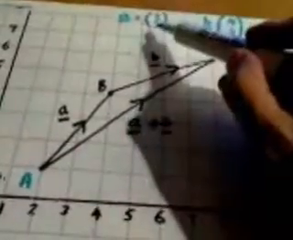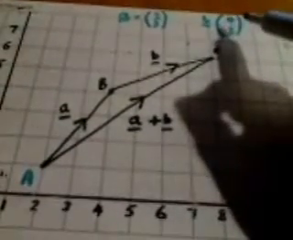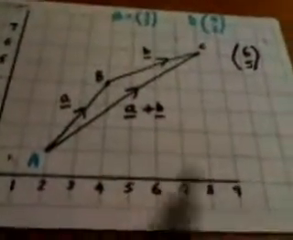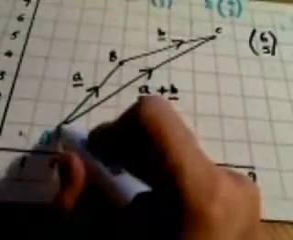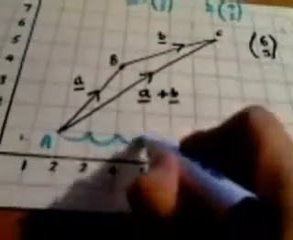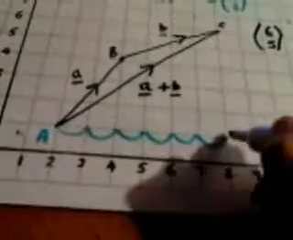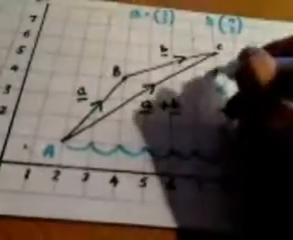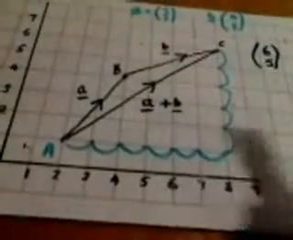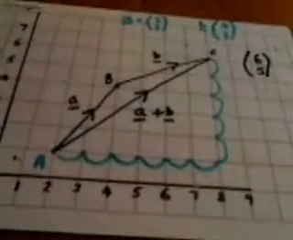Now let's just check it makes sense. Our two vectors were 2 to the right and 3 up, 4 to the right and 2 up. So overall we'd expect to move 6 to the right and 5 up, which I'm now going to check on my diagram. So we start at point A and we go 1 to the right, 2, 3, 4, 5, 6 to the right, and now 1, 2, 3, 4, 5 up. So 6 to the right and 5 up.